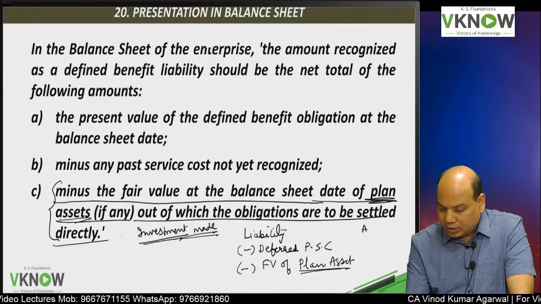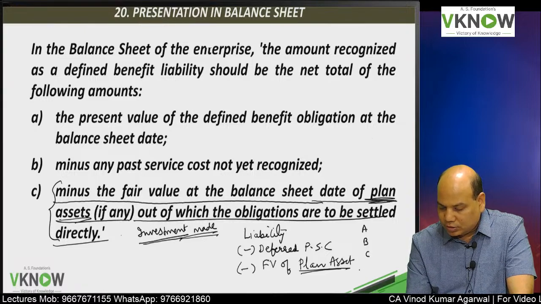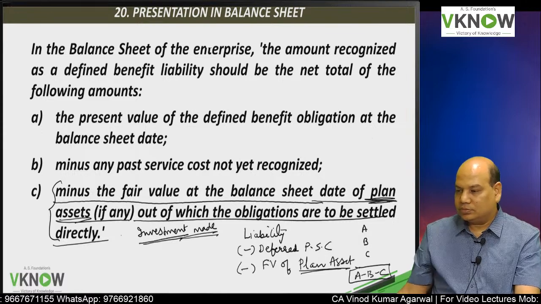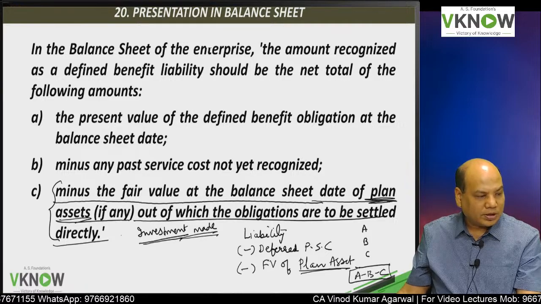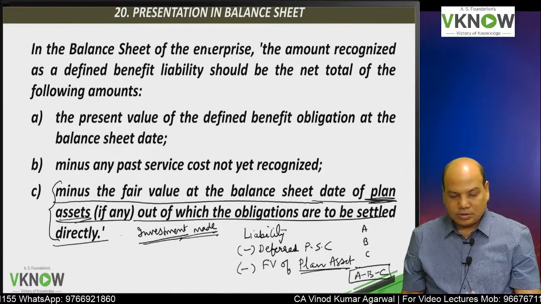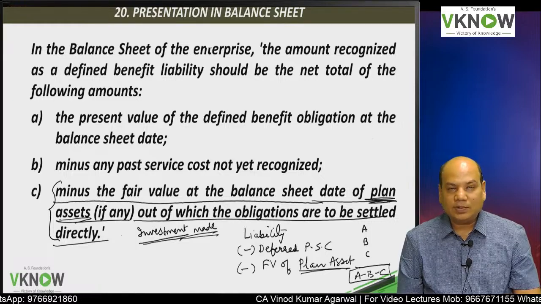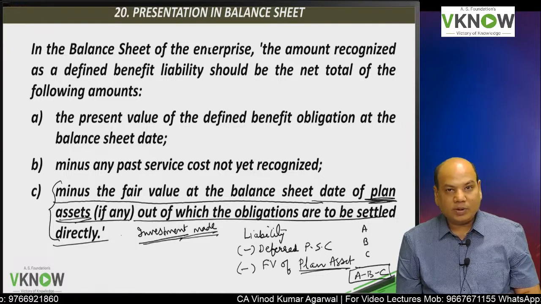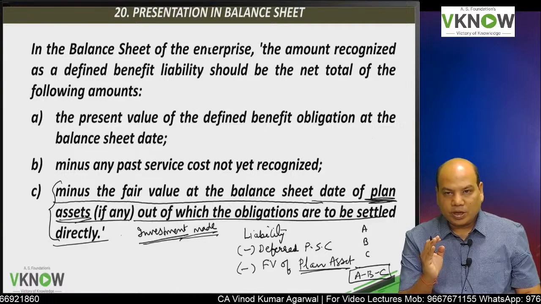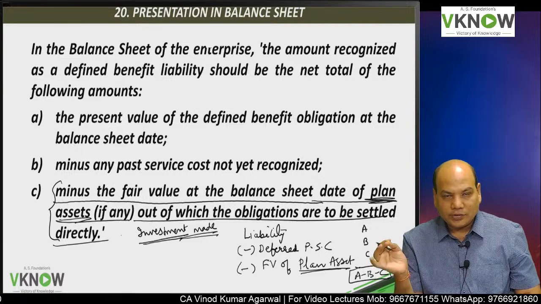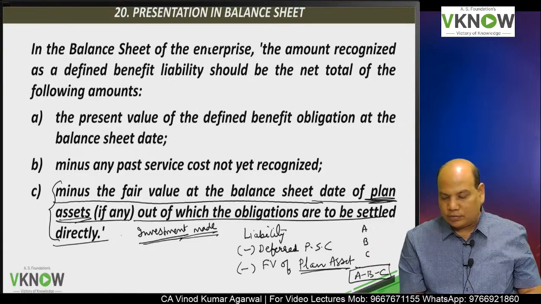So let us call it A, B, C, and in the balance sheet you are going to present A minus B minus C. That is called presentation of liability in the balance sheet. I will repeat, PV of defined benefit obligation minus any deferred past service cost minus fair value of plan asset.